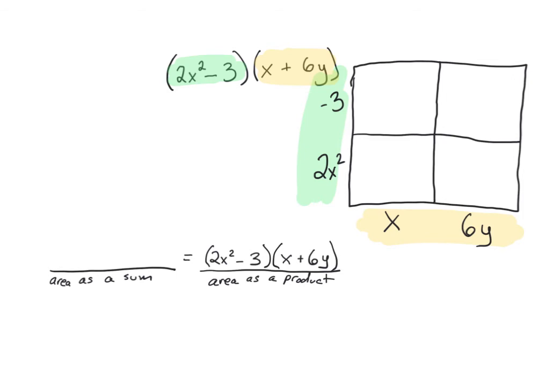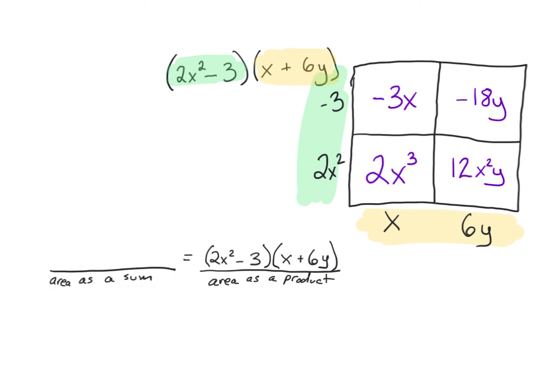Now we need to multiply to fill in our 4 areas. In this box we have 2x squared times x. That will be 2x to the 3rd power. Next, up here, we have negative 3 times x. That will be negative 3x. Down here, we have 2x squared times 6y. The 2 and the 6 multiply together and we get 12. And then the x squared and the y, we can't combine those because they're different variables, so we just leave it as x squared y. Last but not least, we have negative 3 times 6y. That is negative 18y.